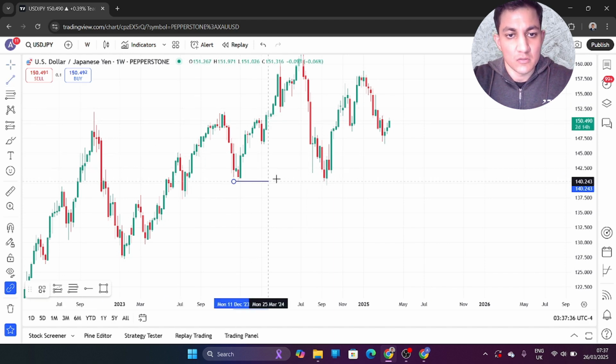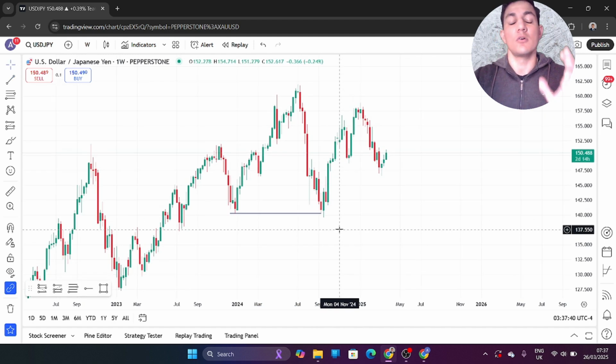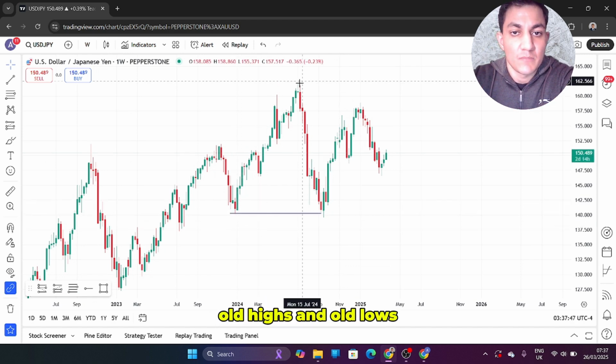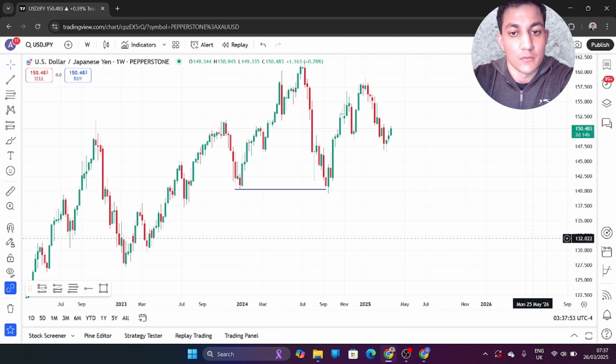This is what you always want to do: you always want to look at liquidity first. Liquidity is king. We always look for liquidity first when determining daily bias. We want to look at old highs and old lows, so old lows here and old highs here. Now, at this low here, there's lots and lots of stop loss orders.